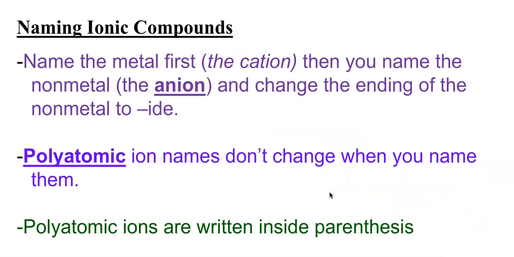When we name an ionic compound, first we name the metal, which we call the cation, and I told my students to think about the word cat in cation. So metals go meow. That's how we can remember that they're metals. They're the cations. And then we name the nonmetal, the anion, and we change that ending to IDE. When we have polyatomic ions present, we don't change their names. We leave them alone. And usually we'll write those polyatomic ions inside of parentheses.